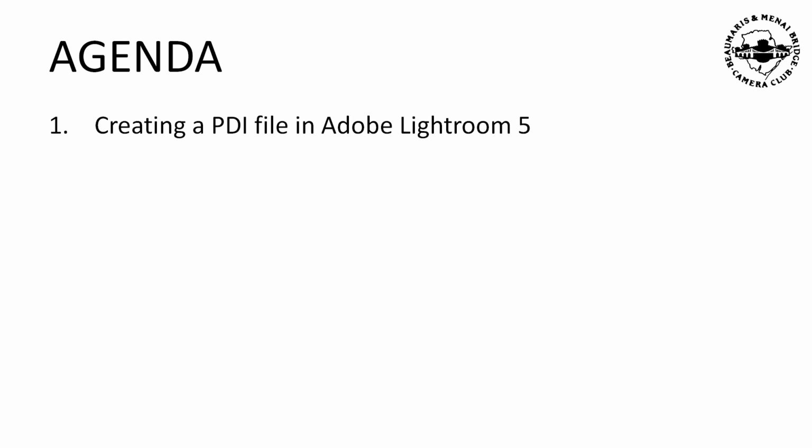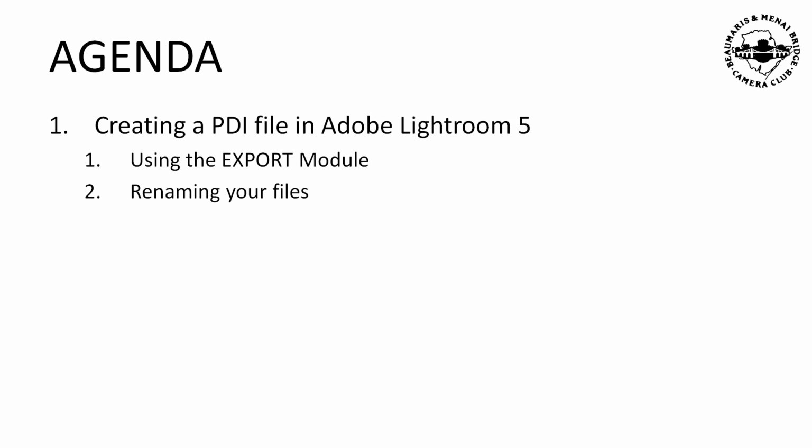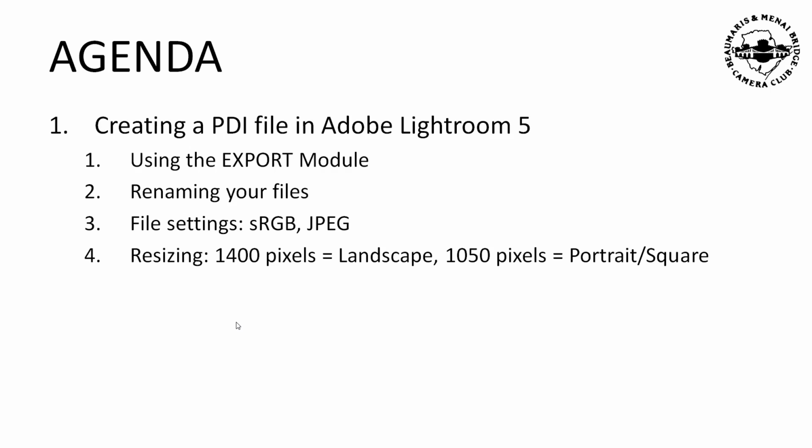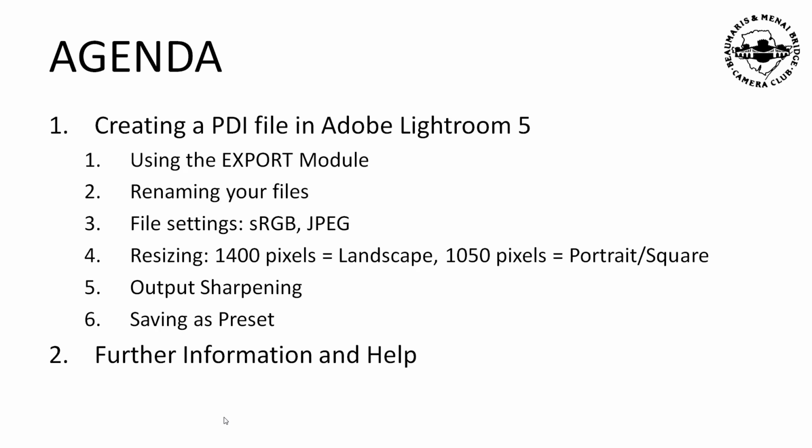So what are we going to cover? Using the export module in Lightroom, renaming your files, file settings to make an sRGB color profile JPEG, resizing to 1400 pixels for a landscape, 1050 pixels for a portrait or square image, then applying output sharpening if you want to. You can then save that as a preset, so once you've gone through all that you can just apply it and do it again. You don't need to keep doing it all the time. And then, as I mentioned, I'll talk about further information and help that you can use.